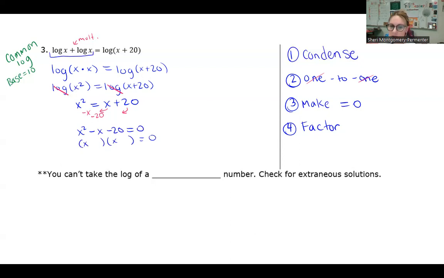So to figure out what those numbers are, I'm going to get factors of 20. Factors of 20, I'm going to start with 1. 1 and 20. 2 and 10. 4 and 5. Can you think of any others? Am I leaving anybody out?